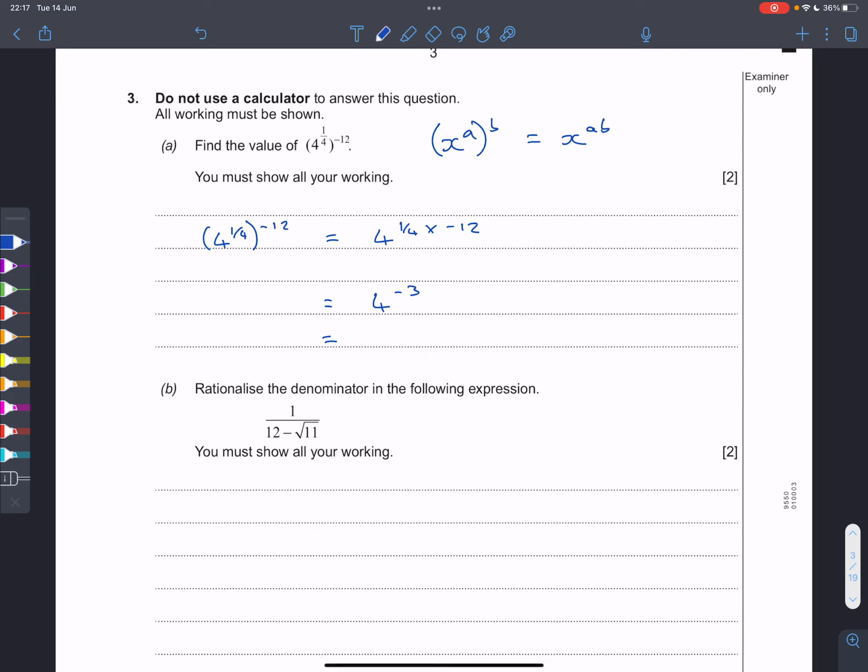And the negative means 1 over. So that's 1 over 4 cubed, which is 1 over 64. And that's the value.